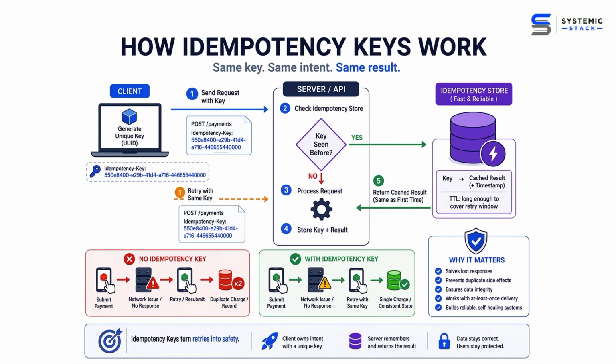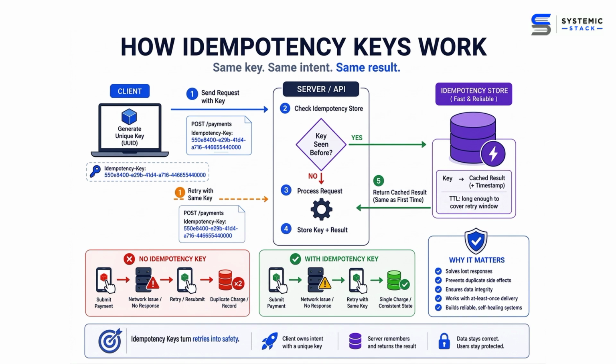So, how do we actually build this? The most common way is through the use of idempotency keys. The client generates a unique string, usually a UUID, and attaches it to the request. When the server receives it, it checks its idempotency store to see if it's seen that key before. If it has, it just skips the actual processing and returns the cached result from the first time. This is a brilliant architectural pattern because it puts the responsibility of identifying the intent on the client. It solves the lost response problem perfectly. If the client doesn't get a response, it just tries again with the exact same key. The server sees the key, realizes it's already done the work, and just hands back the original success message.